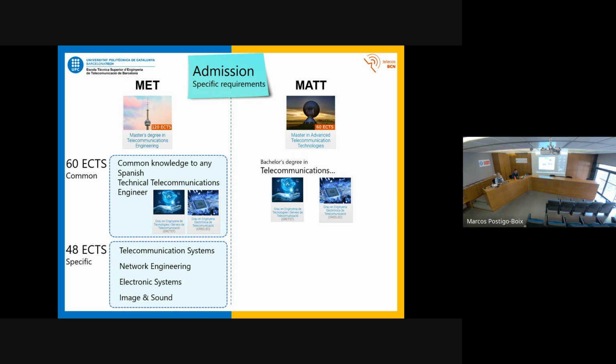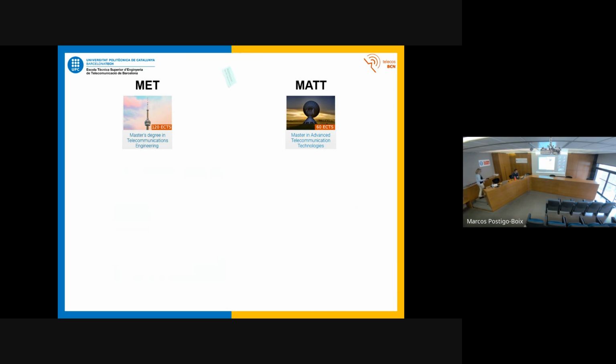In the Master Math it is the same. You also have direct access from this bachelor's degree, but in general, you can also come from other degrees. If you come from other degrees, your admission may be conditioned to your access profile, and we may tell you that you can only follow some particular tracks or some particular subjects in the master. But in general, if you come from a bachelor's degree that qualifies you as a technical telecommunications engineer, you can access directly and follow any track in the master.